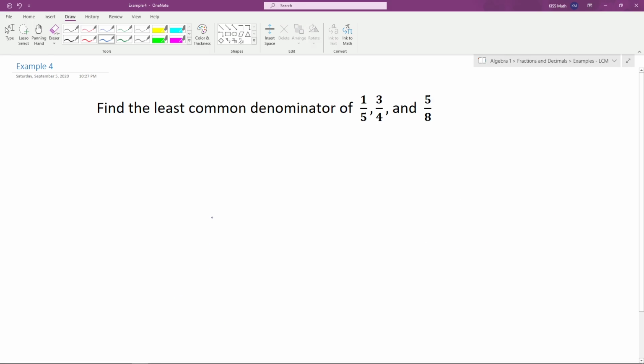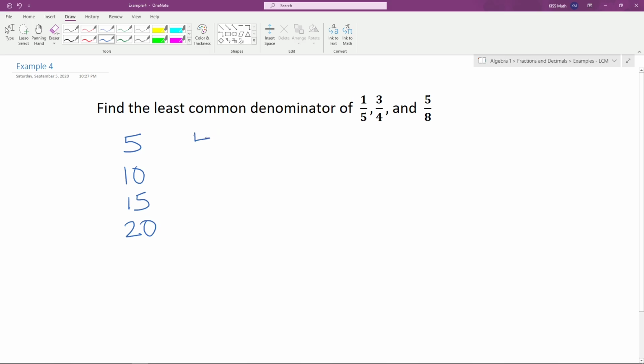All right, how about if we have more than two fractions? So here we have 3 denominators, and we want to find the LCM between them. Well, it's no different than just finding the LCM between 2. We just follow the same steps. So for 5, we list out the multiples: 5, 10, 15, 20.